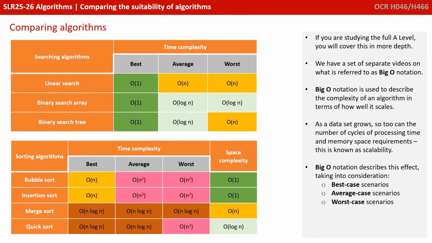If you are studying the full A level, you will cover this in more depth, and we have a separate set of videos on something called Big O notation. Now, Big O notation is used to describe the complexity of an algorithm in terms of how well it scales. As a dataset grows, so too can the number of cycles of processing time and memory space requirements, and this is known as scalability. Big O notation describes this effect, taking into consideration best, average and worst case scenarios.